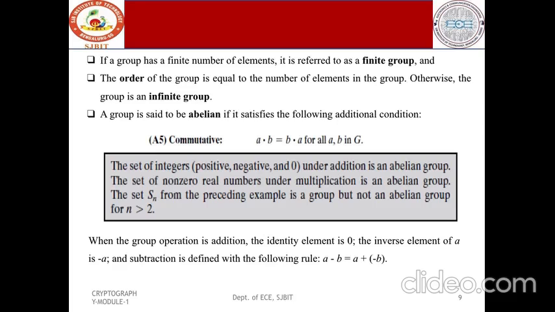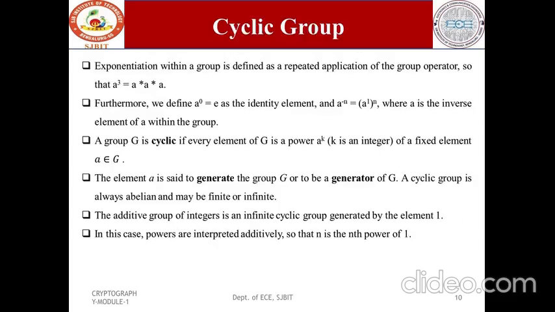The set of integers, which may be positive, negative, and 0, under addition is an abelian group. The set of non-zero real numbers under multiplication is an abelian group. The set Sn from the preceding example is also a group, but not an abelian group for n greater than 2. When the group operation is addition, the identity element is 0. The inverse element of A is minus A, and subtraction is defined with the following rule: A minus B can be written as A plus of minus B.